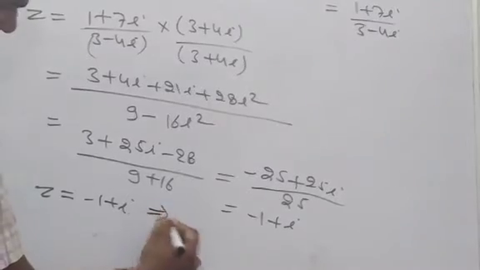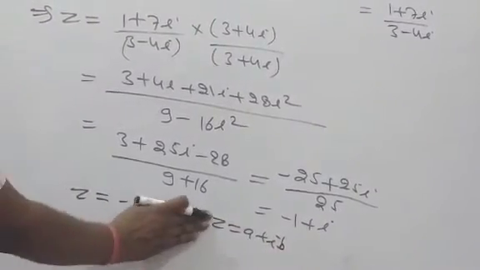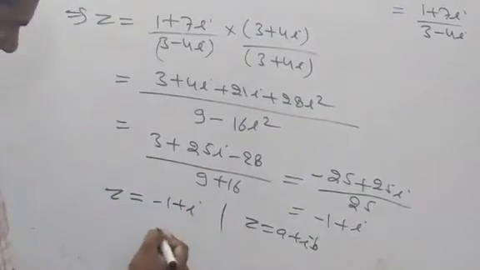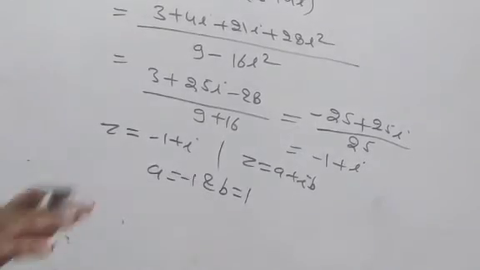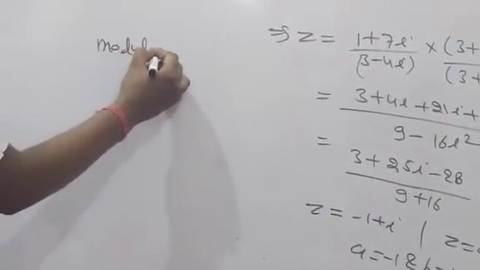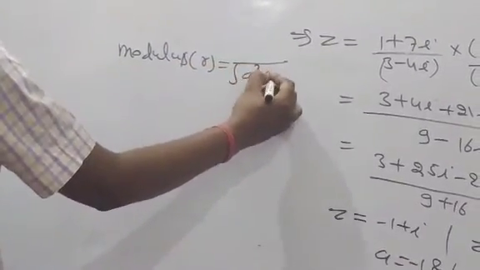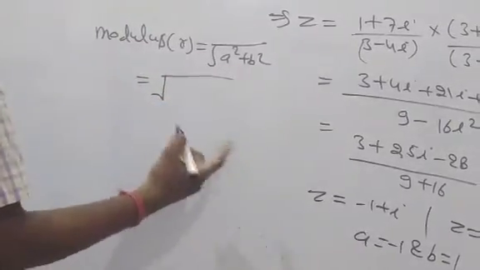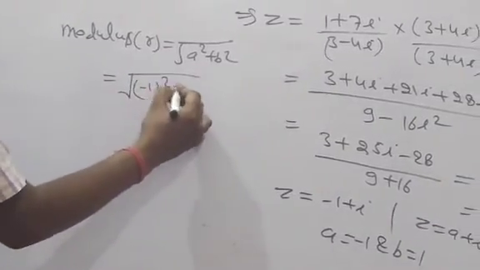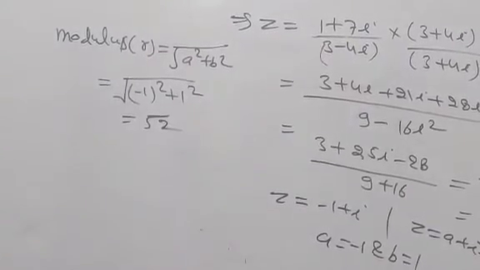Now z is equal to minus 1 plus i. Compare to z is equal to a plus ib. Clear? Comparing these values, a is equal to minus 1 and b is equal to 1. Understood? Now find the modulus. Modulus means r is equal to under root a square plus b square. Under root of minus 1 square plus 1 square is equal to under root 2. Understood?